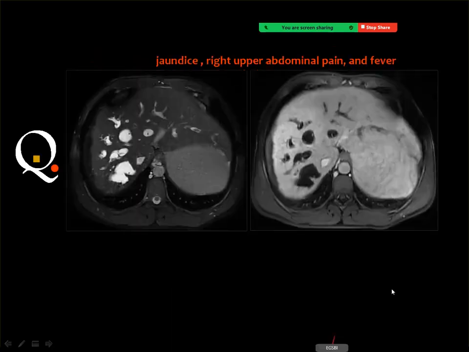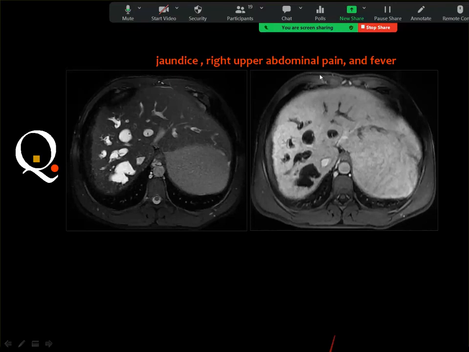Okay. Next case is presented by pain and fever.